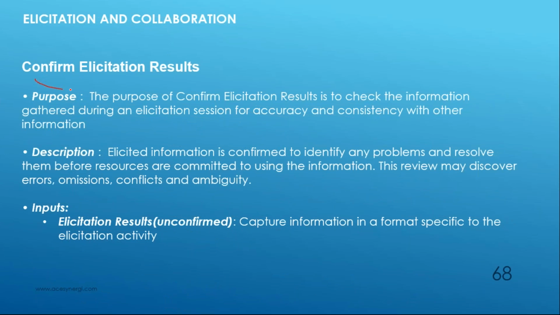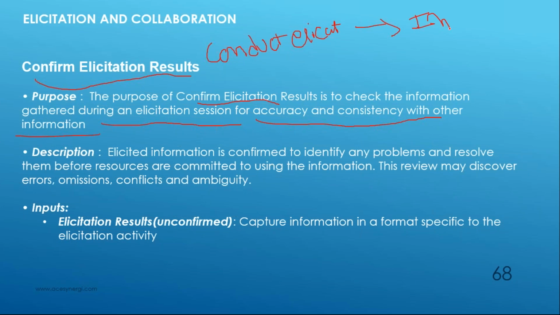So what exactly do we mean by confirm elicitation results? The purpose of confirm elicitation results is to check the information gathered during an elicitation session for accuracy and consistency with other information. You had done the second task, conduct elicitation, and when you conducted elicitation, you got some information. Now you are checking that information for its accuracy and consistency with other information. That's what you do in confirm elicitation results.